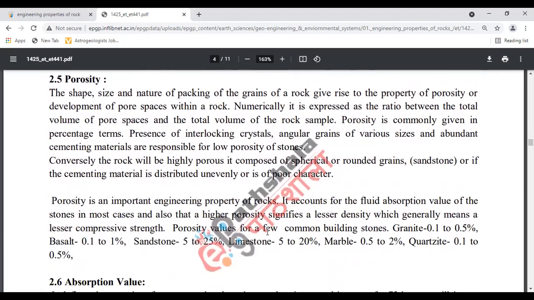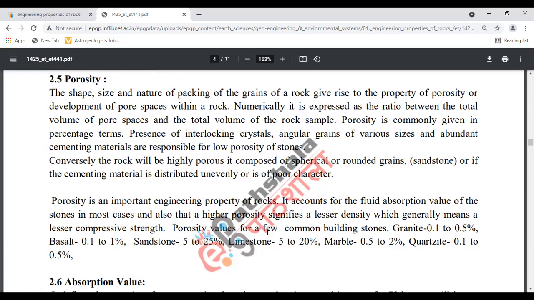Porosity: the shape, size and nature of packing of the grains of a rock give rise to the property of porosity, or development of pore spaces within a rock. Numerically, it is expressed as the ratio between the total volume of free spaces and the total volume of the rock sample. Porosity is commonly given in percentage terms. The presence of interlocking crystals, angular grains of various sizes and abundant cementing materials are responsible for low porosity of stones.